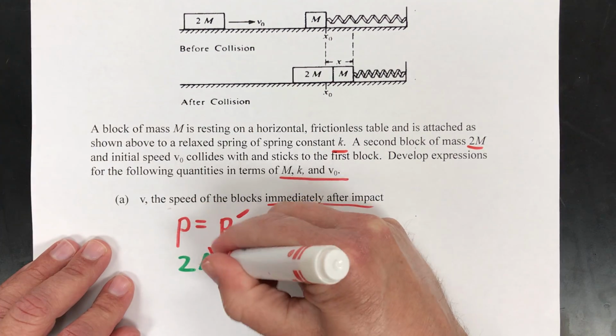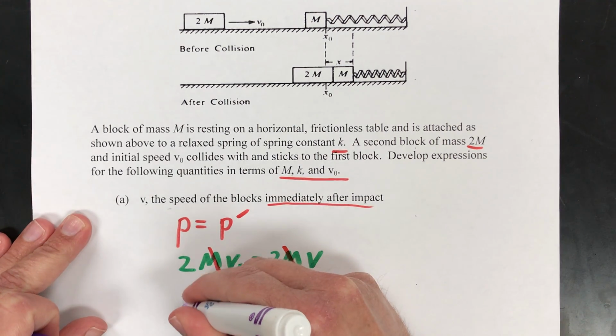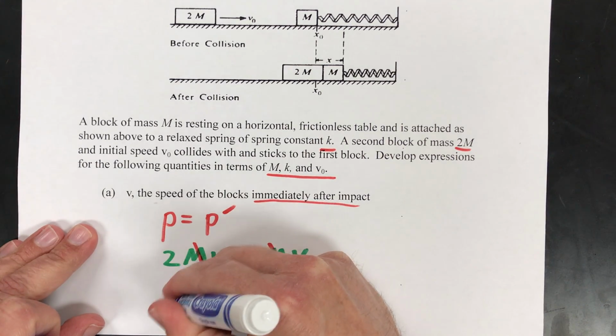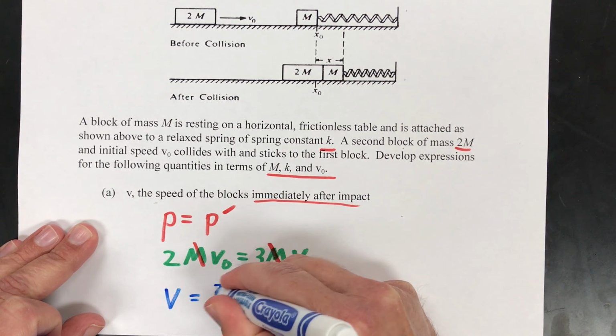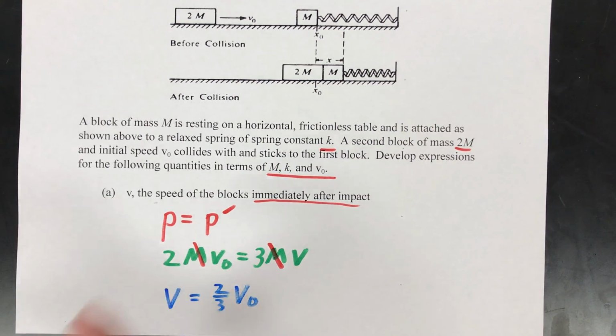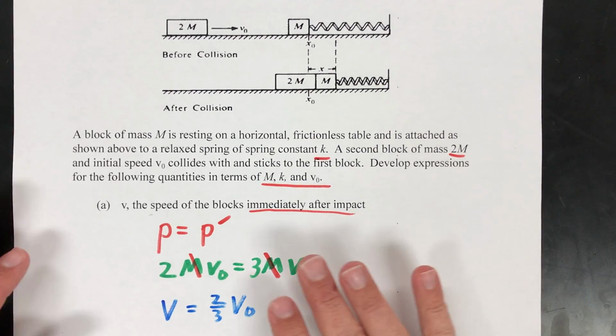What normally happens on these momentum problems, we have a mass on each side that cancels out, and then all we have left to do is solve for v. So v is equal to 2/3 v0 there. So whatever this initial velocity was, 2/3 of that is our final velocity.